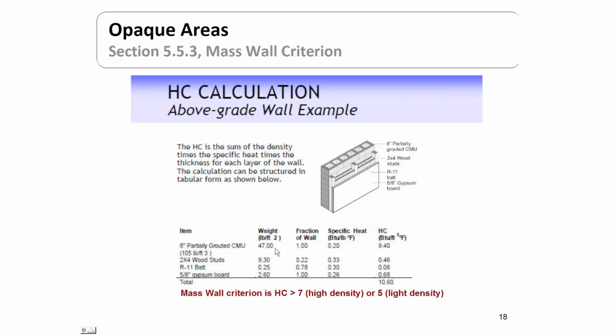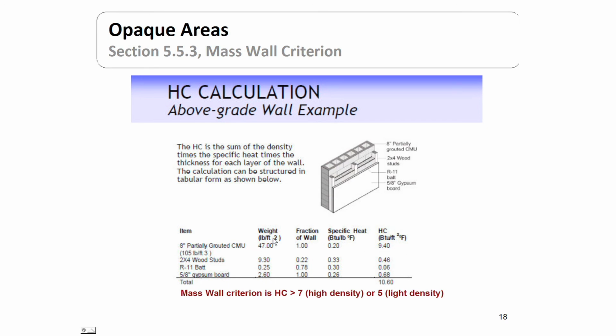So the way they do this is they take the weight of the wall. This is pounds per square foot. That's like if you cut a square foot section through the wall. And how many pounds would that be? That's that number right there. What fraction of the wall it covers, the specific heat, you have to obtain that number from maybe the ASHRAE Handbook of Fundamentals or elsewhere. That's BTUs per pound per degree Fahrenheit. And then multiply those three together, and that gives you the thermal capacitance, the heat capacitance, HC.